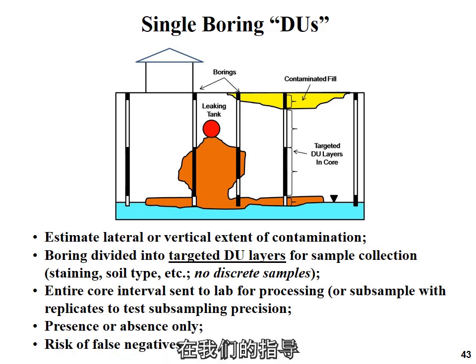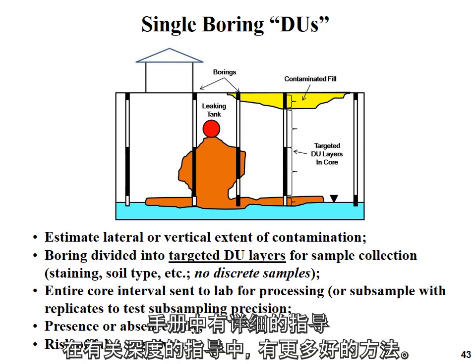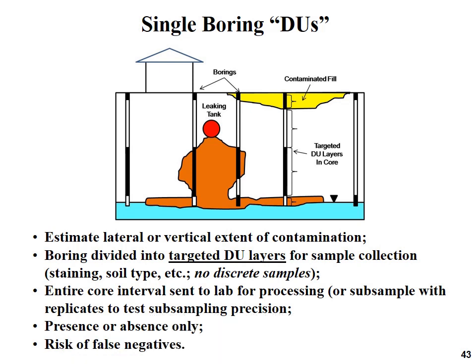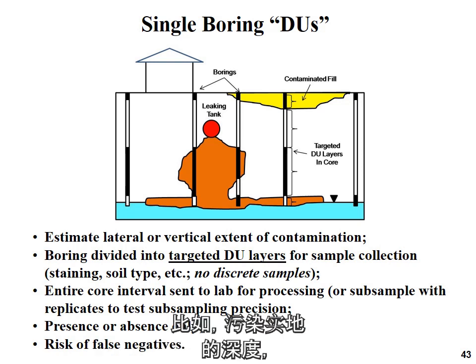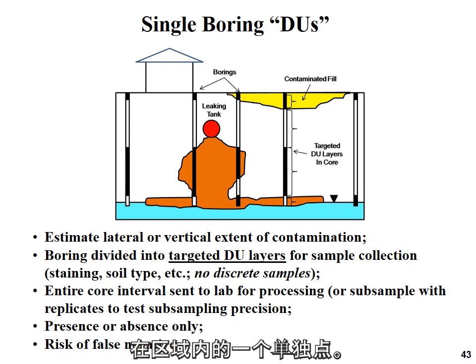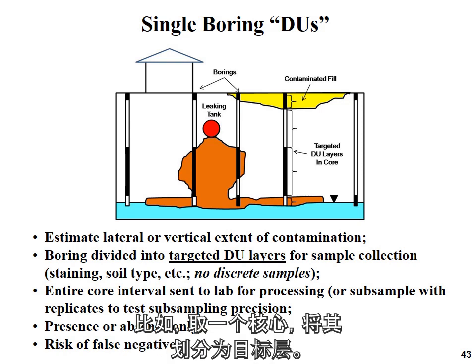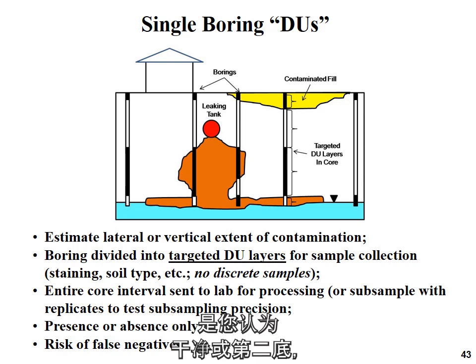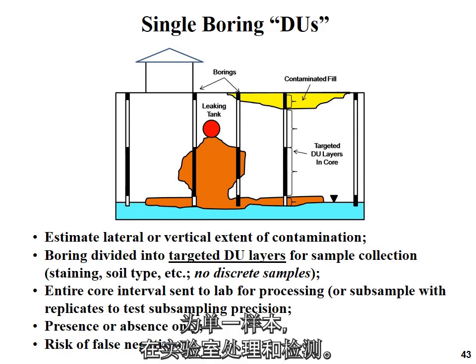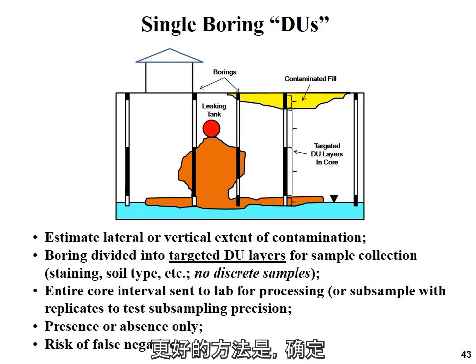There's more guidance on this in our technical guidance manual, more ideas. So that's single borehole DUs, making a single decision. Another place that consultants have been using this is looking at the depth of contaminated fill at a single point within an area. So you take a core, split it up into targeted layers. Ideally at the bottom, your last bottom layer is what you think will be clean, or the bottom two, and then you take that entire section of core as a single sample and have the lab process and test it. So it's a much better way to confirm, say, depth of contamination than discretes.